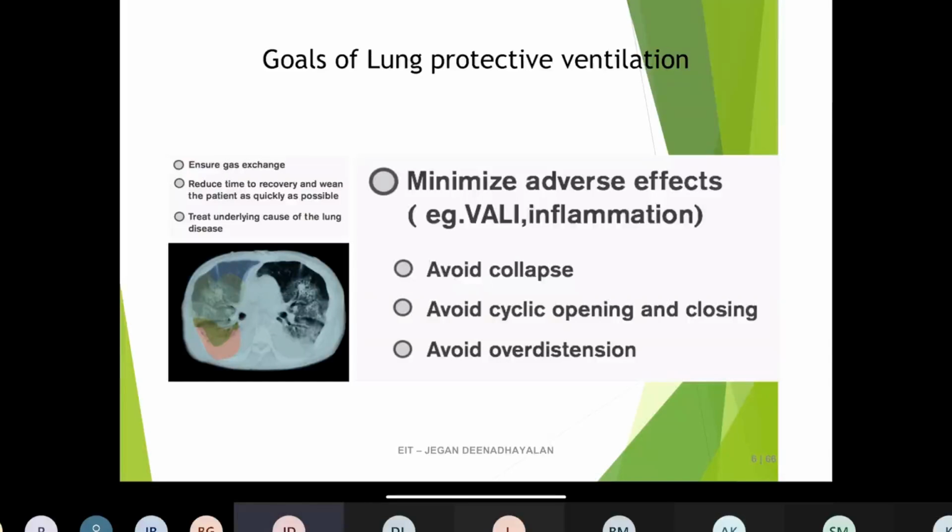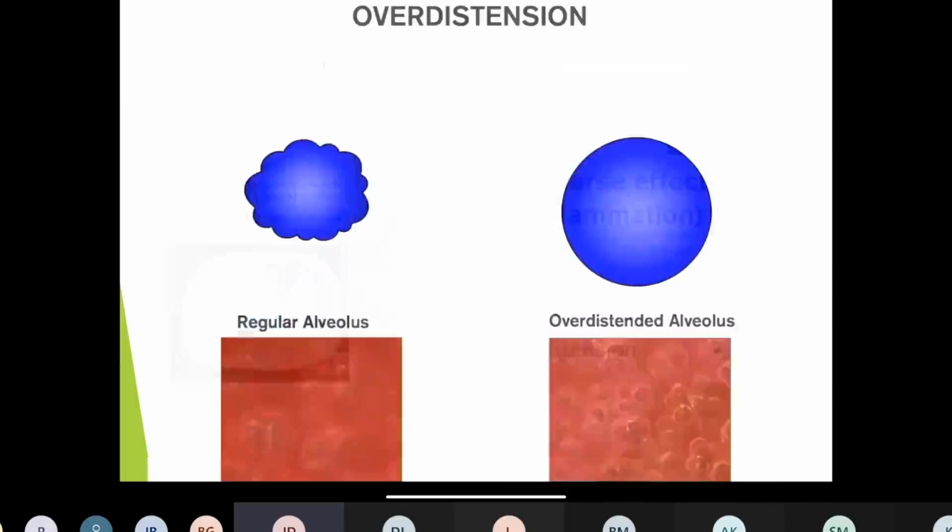So how do we do that? We need to minimize the adverse effects like ventilator associated pneumonia and inflammations. There are different categories of conditions inside the same lung. For example, in one lung, as you can see on the left side in the cross-sectional view of the CT image, you can notice that there is a collapse, there is cyclic opening and closing, and over distension in the same lung. I will show you what exactly that is.